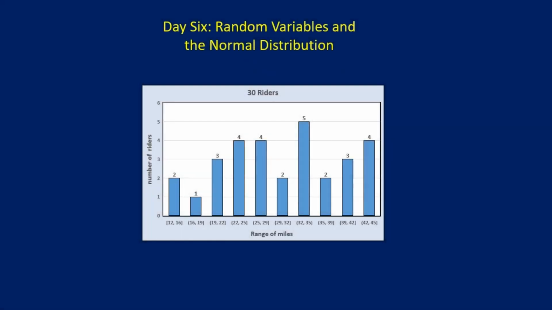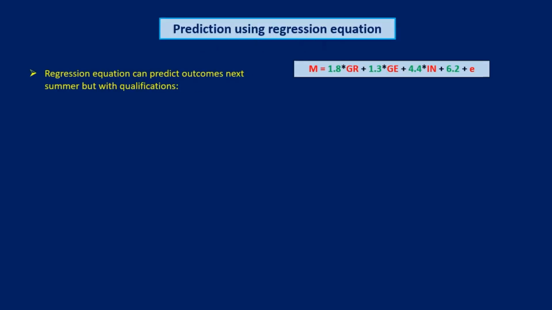Welcome back. At the end of the last class, I said that the equation estimated by Linus using multiple regression can be used to predict outcomes in next summer's rally. Today, I'll show you how. However, I need to make a few qualifications.